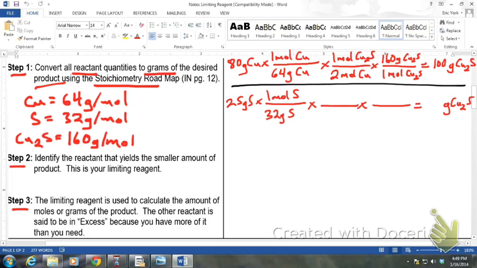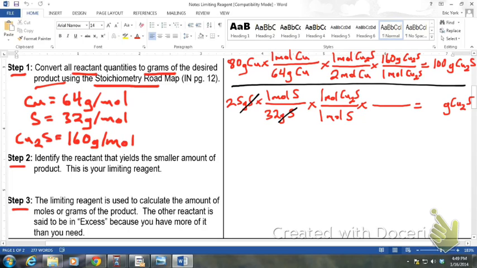We have 1 mole of copper 2 sulfide is equal to 1 mole of sulfur. So it's a 1-to-1 ratio on the mole ratio. So what we've done at this point is during the first step we successfully got rid of grams of sulfur and converted it to moles of sulfur. But our answer is not in sulfur, it's in copper 2 sulfide.